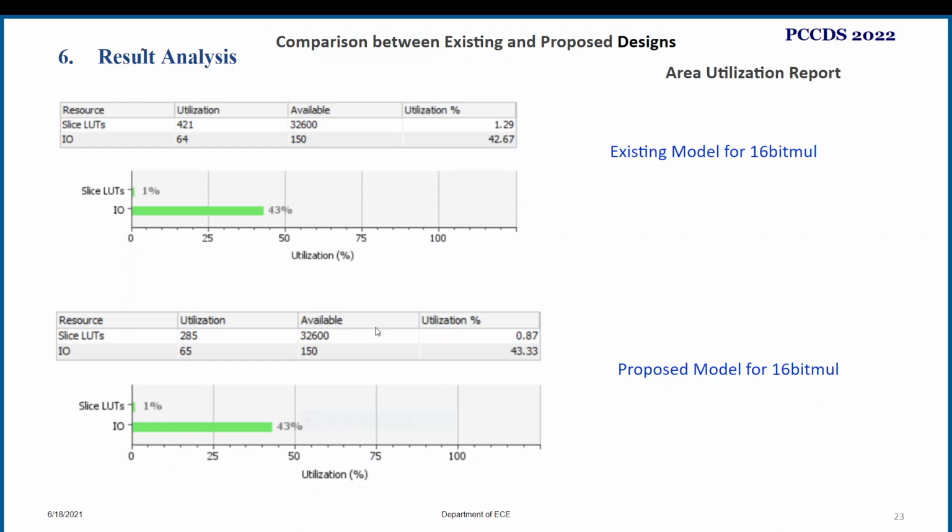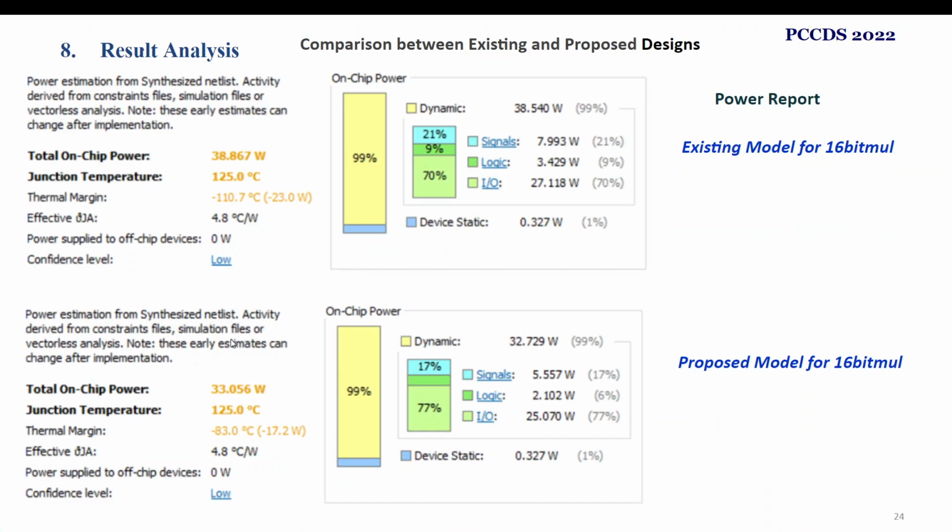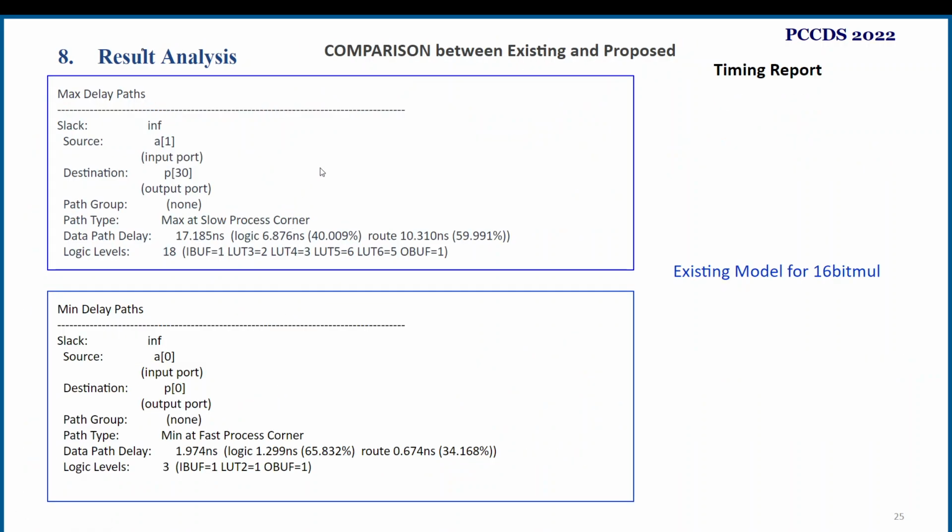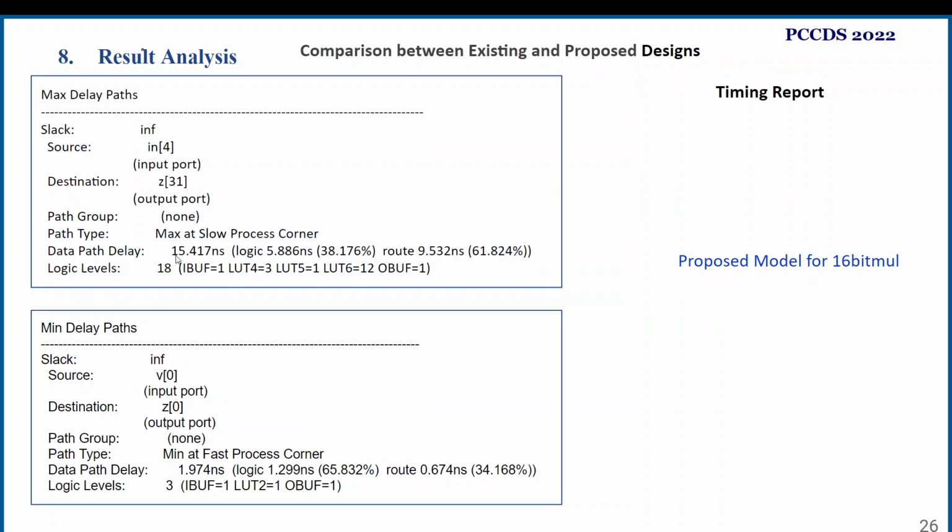Now coming to the area utilization report, this is the report for the existing model. Here we can see the slice LUTs are reduced from 421 to 285 in the proposed model. Now coming to the power report, the on-chip power is 38.867 watts for the existing model, which is reduced to 33.056 watts for the proposed model. For the timing report, the maximum data path delay for the existing model is 17.185 nanoseconds, whereas for the proposed model, the data path delay is reduced to 15.417 nanoseconds.